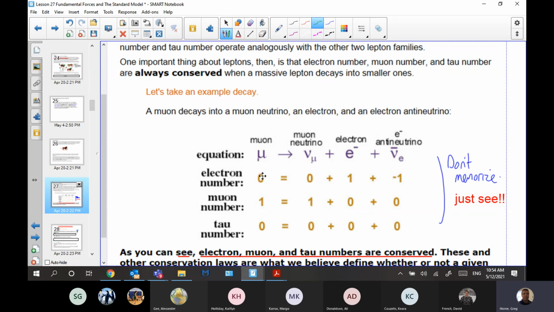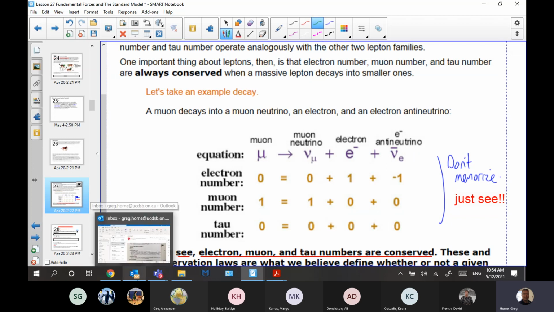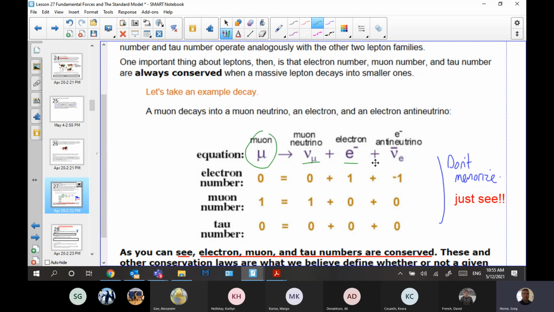But there's numbers, there's electron numbers, there's muon numbers, and there's tau numbers. It's kind of like having a charge and a mass and so on, right? It's values for different properties. The equation has to be true in the end still. So what I mean by that is if a muon decays to become these three particles, if the electron number was zero to start with, it has to be zero in the end. And what you notice here is that electron number would still be zero. The muon number starts out as a one, and the muon number to do with these particles is still there.